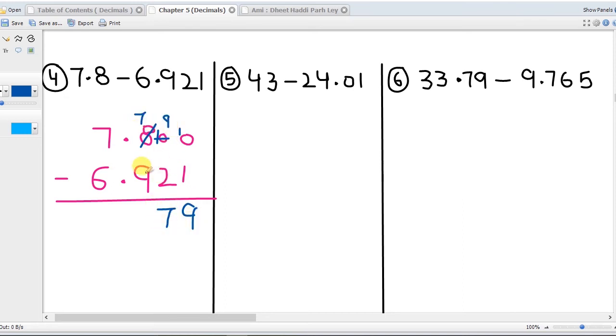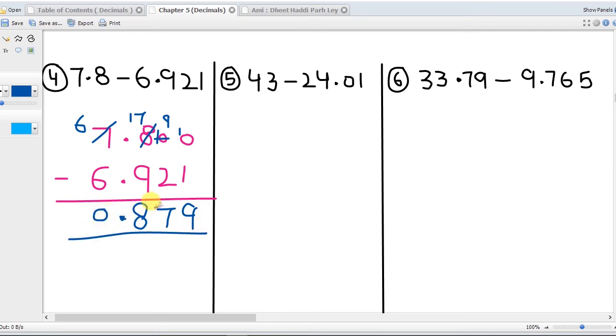Then we have 7 minus 9, so we cannot take away 9 from this 7, which means I again have to take borrow. Take borrow from this 7, the number left here is 6, and the borrowed one here becomes 17. 17 minus 9 is 8. Put the decimal point, and 6 minus 6 is 0.